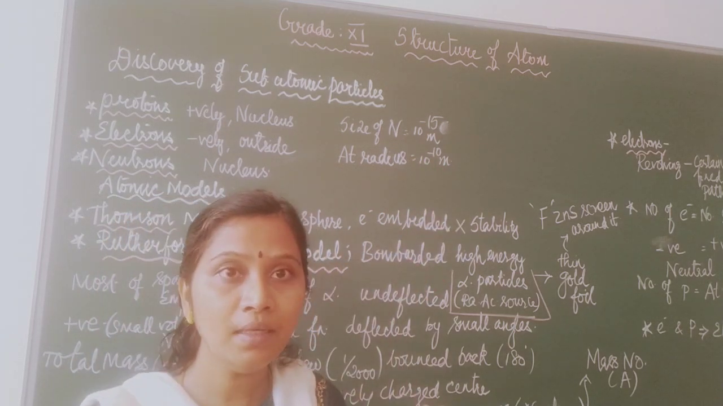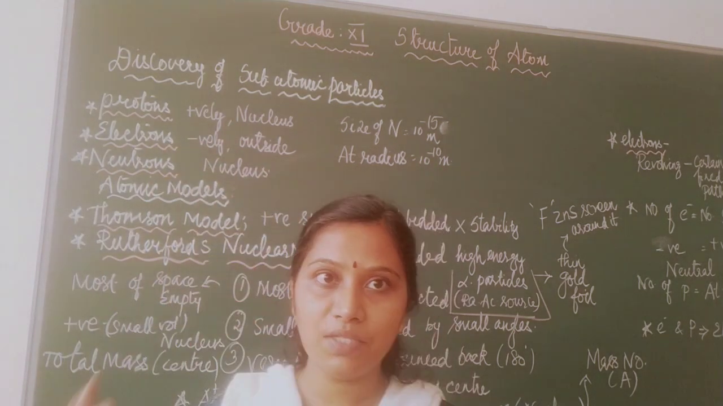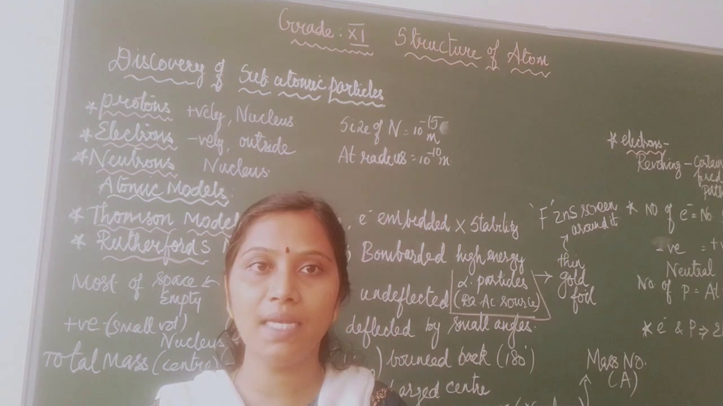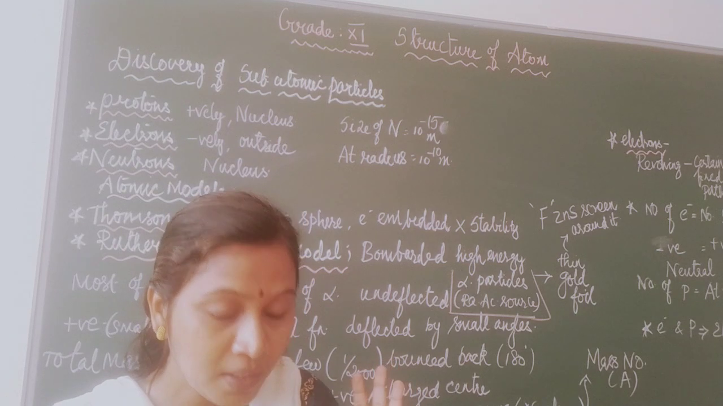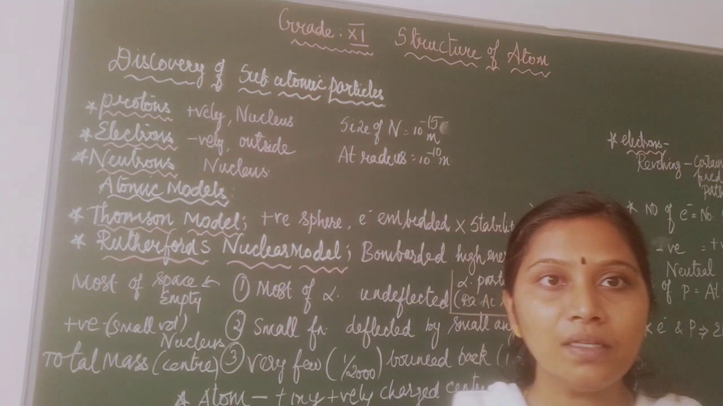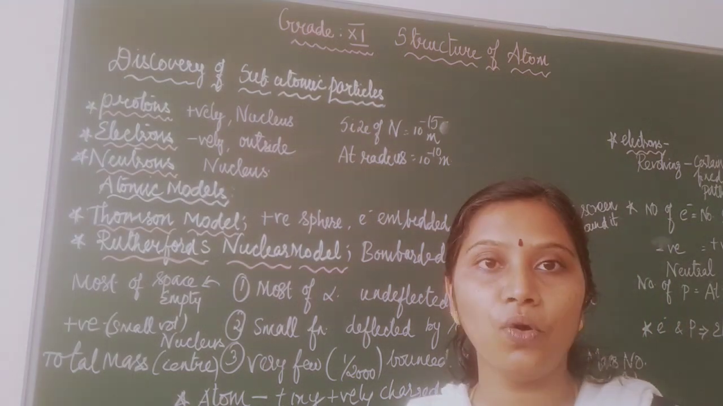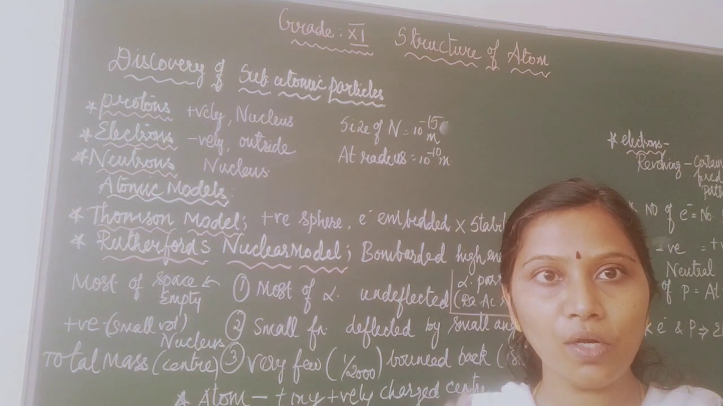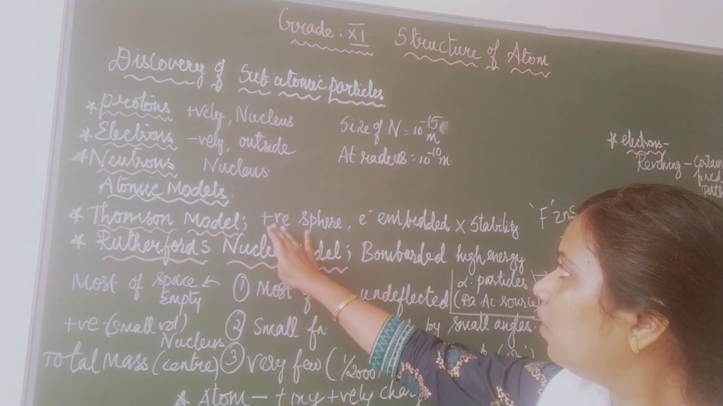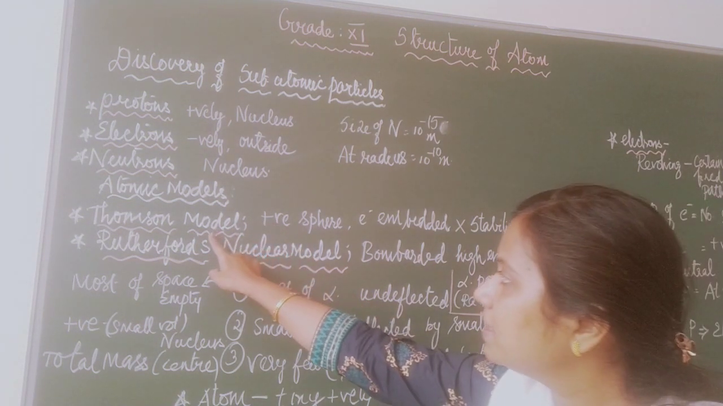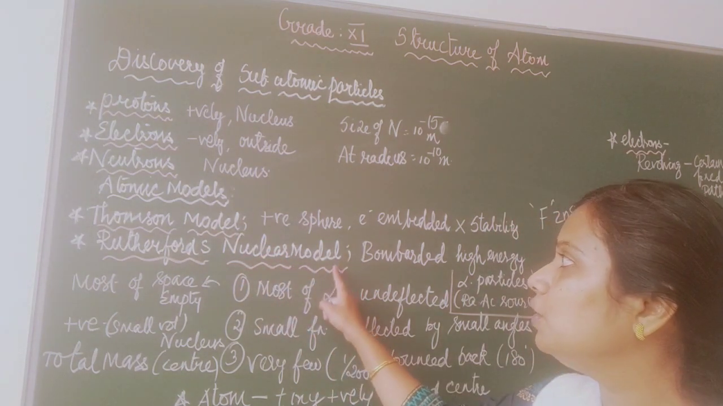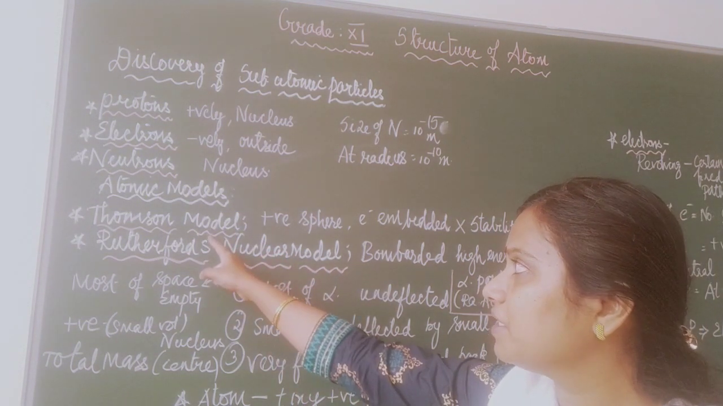So we have seen the subatomic particles. We have seen what an atom is and what the composition of an atom is. We have seen protons, electrons and neutrons. Moving to the next topic, atomic models. There are two proposed models to show the structure of an atom. The first model is Thomson's model and the second model is Rutherford's nuclear model.